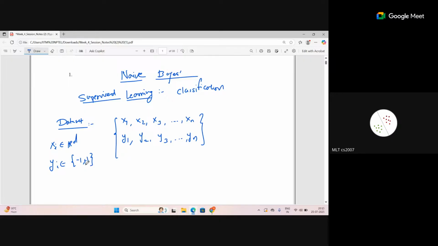Now, we have seen two techniques: one is k nearest neighbor, and the other is the decision tree technique. In k nearest neighbor, what do you do generally? We calculate the distance of each and every data point from that test data, and calculate on the basis of that.